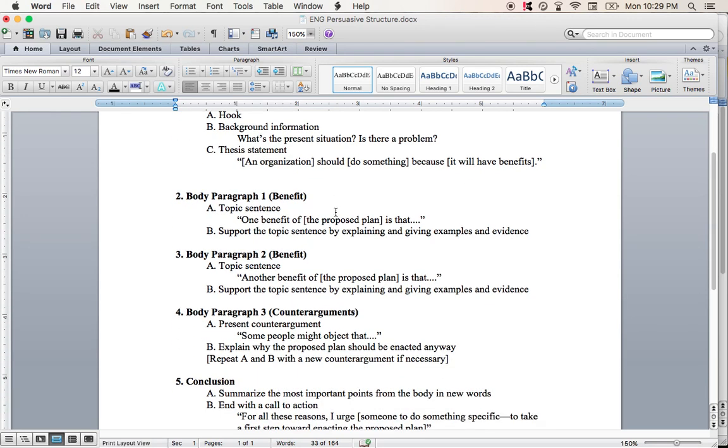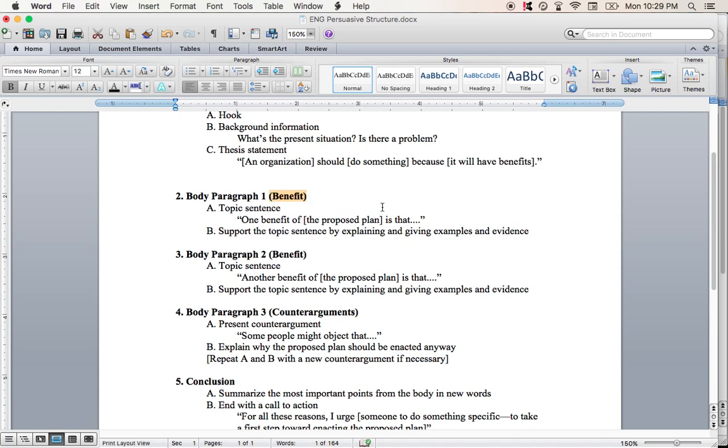Then you have 3 body paragraphs. Each of the first 2 body paragraphs, body paragraph 1, body paragraph 2, each of them is focused on a different benefit of your plan, okay? Now, you might explain a little bit more what your plan is doing. You might explain the problem with the way things are a little bit more, but the focus of each of these first two body paragraphs is the benefit that this will bring, okay?